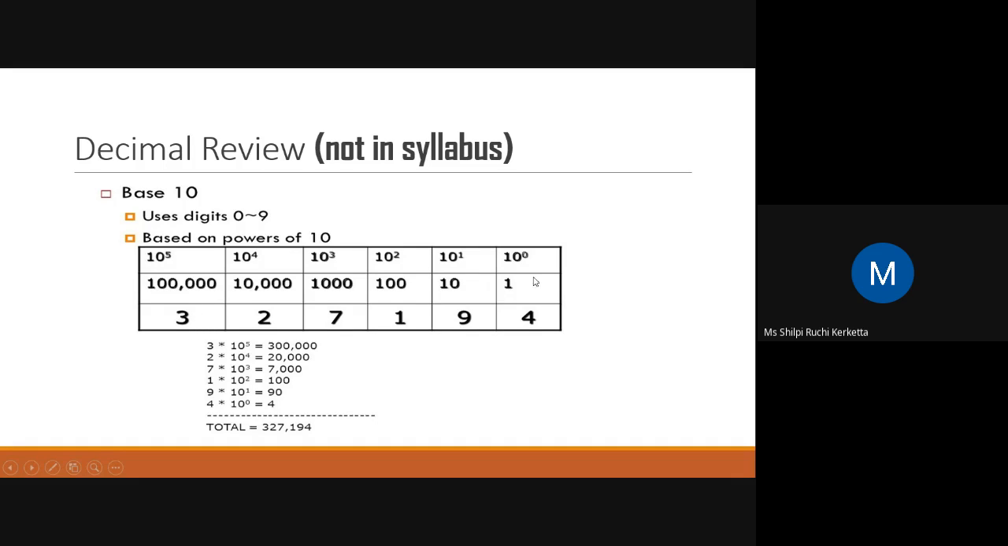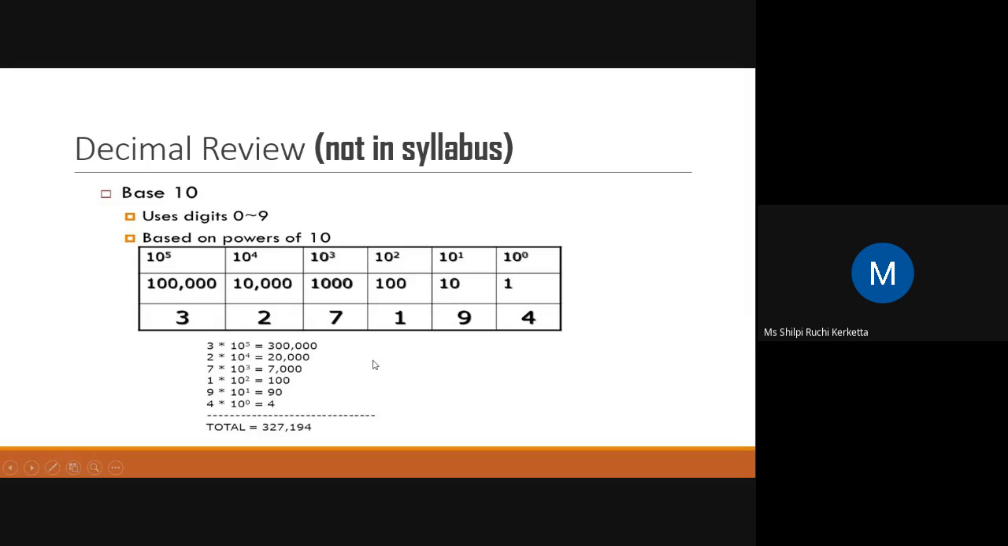We will start writing from this side. For the lowest place, we write 10 to the power 0, 10 to the power 1, 10 to the power 2, 10 to the power 3, 10 to the power 4, and 10 to the power 5. Anything to the power of 0 is always 1, so we will write a 1 here. 10 to the power 1 is 10, 10 to the power 2 is 100, and 10 to the power 3 is 1000. Like this, 10,000 and 1 lakh.